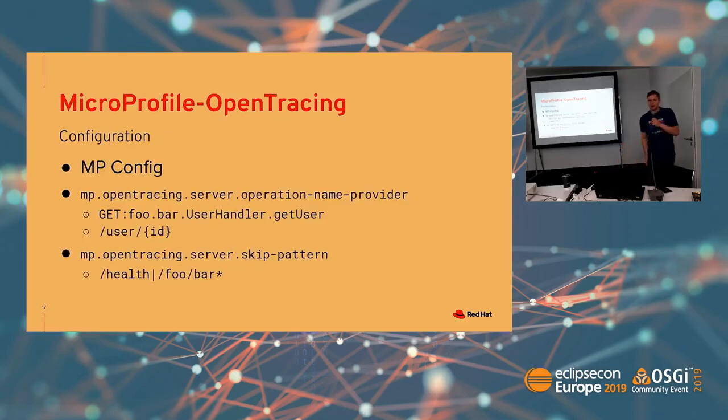Then there is configuration. We use MicroProfile Config to configure OpenTracing. There are two properties at the moment. The first one is to configure the operation name for server-side JAX-RS events. So either you get the HTTP verb with the class name and the method name, or you get the values from the path annotations as an operation name for server-side JAX-RS events. The next property is skip pattern. It's useful when you have some APIs you don't want to trace. You just define a regex, and those APIs will be excluded.